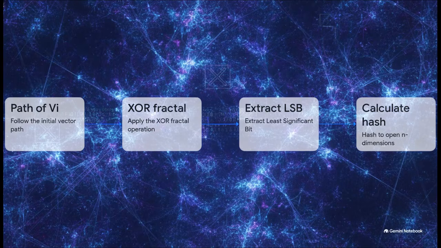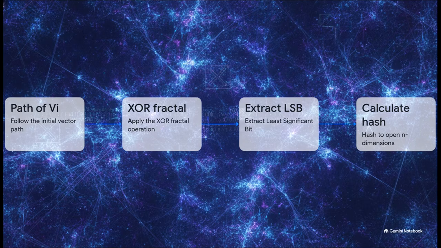Now, Mia's original message is packed with some pretty dense French technical jargon, but if we extract the logic and break it down into a step-by-step recipe, it goes like this. First, you follow the path of a variable called v. Next, you apply a specific XOR fractal operation to the data. Then, you extract the least significant bit, or LSB. And finally, you calculate the hashes on each v.